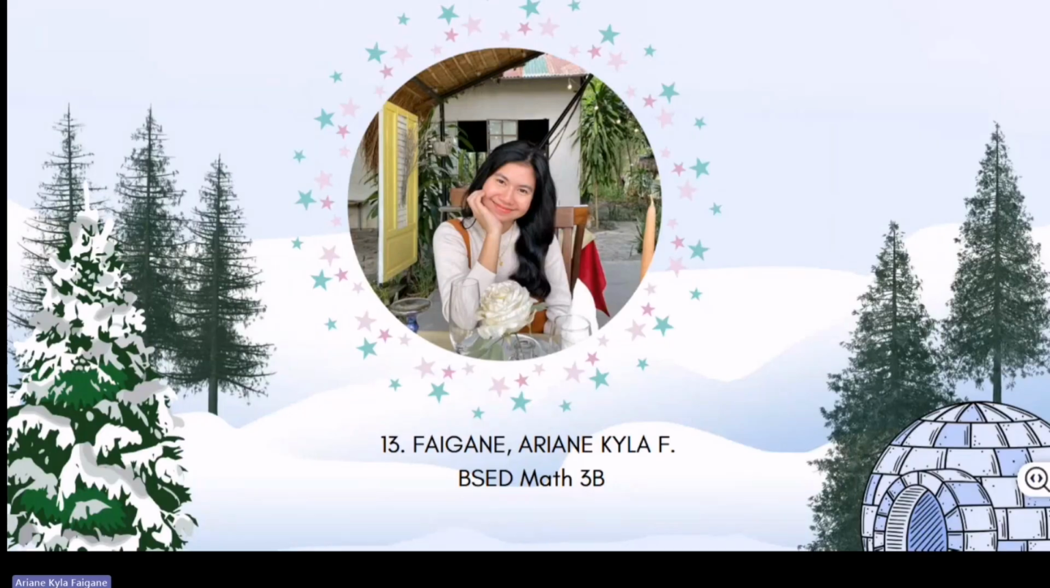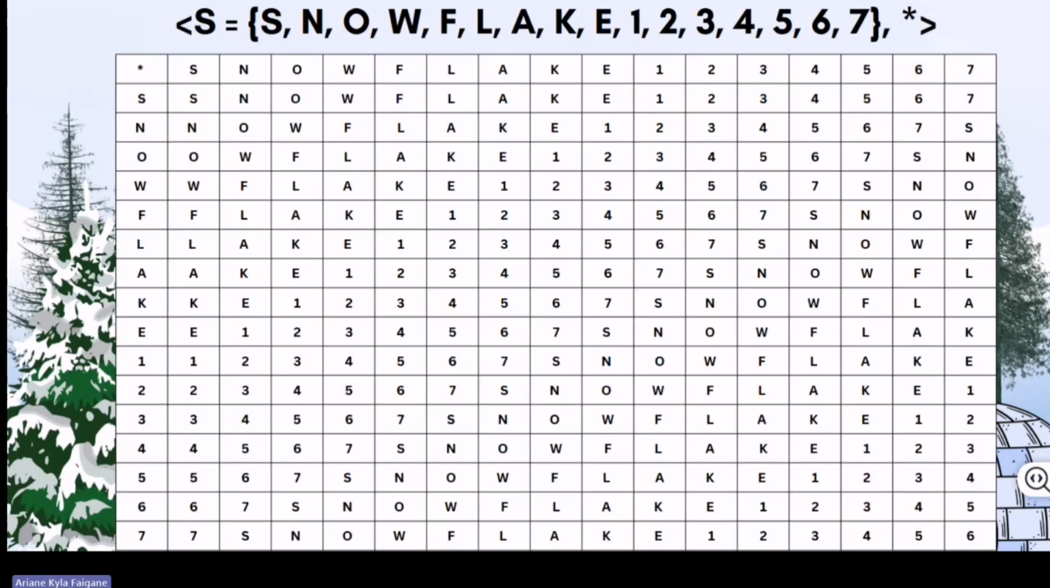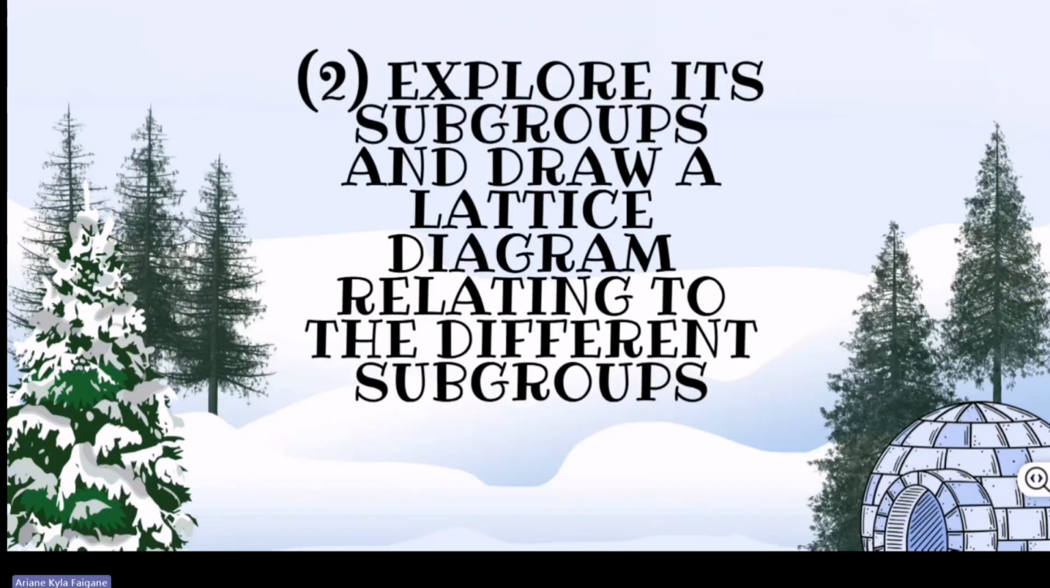Good day, Math Minds! Today we will discuss the snowflake algebra. Here we have set S, and it has the elements S, N, O, W, F, L, A, K, E, 1, 2, 3, 4, 5, 6, and 7. And we already know that it is closed, associative, has an identity element, and has an inverse element for all. Now we will explore its subgroups and draw a lattice diagram relating to the different subgroups.